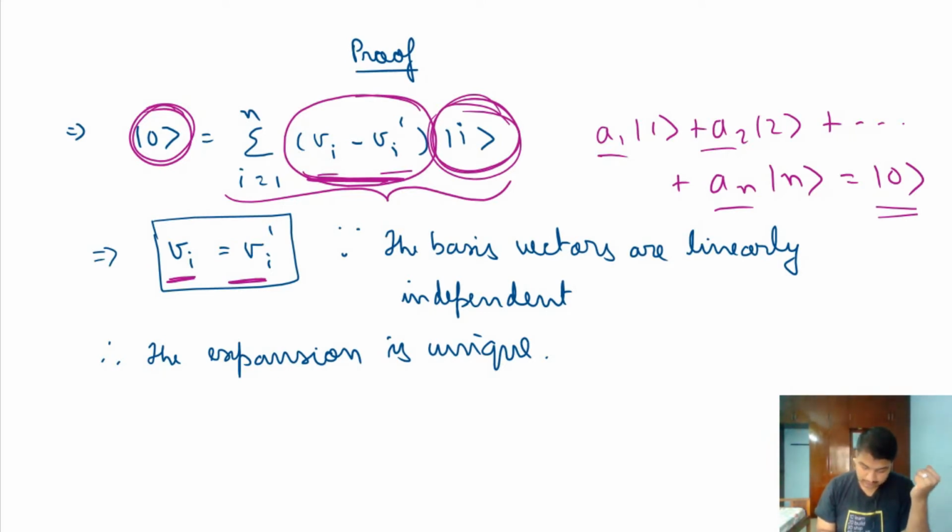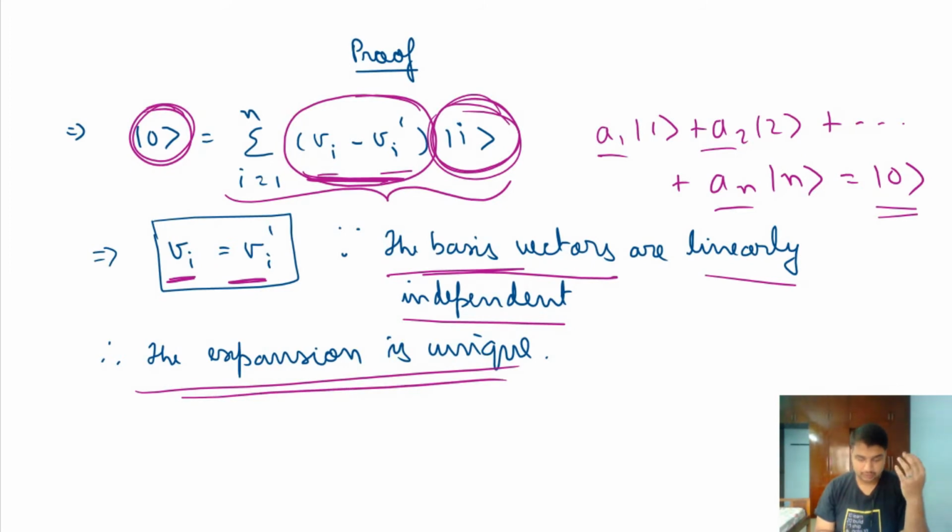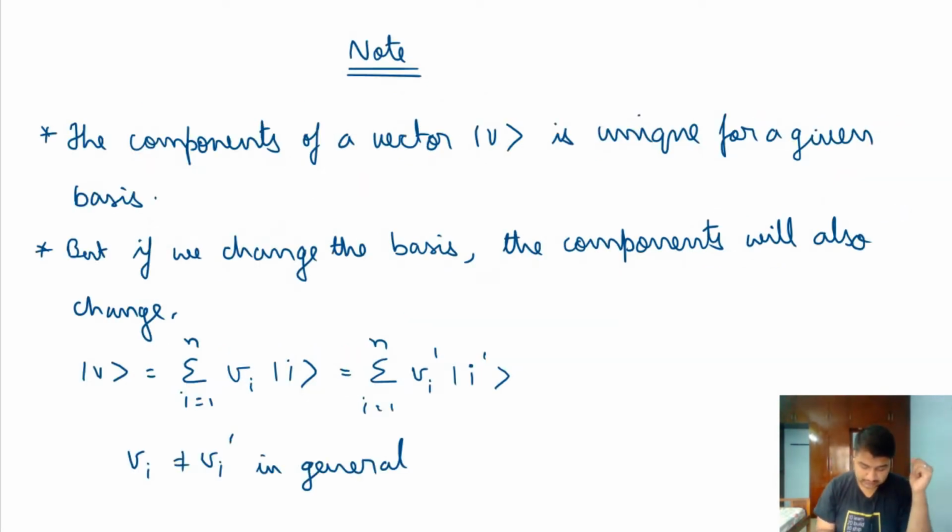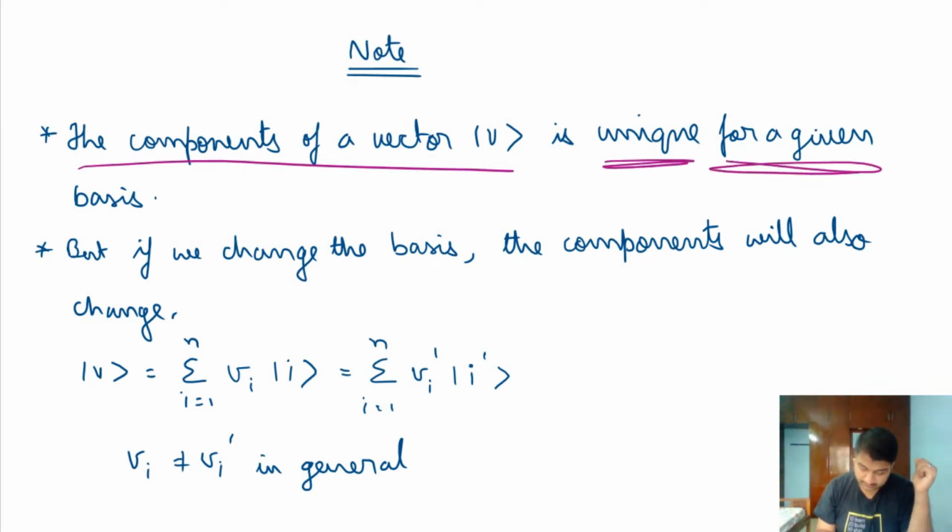So the main reason is that basis vectors are linearly independent, which is by definition. Therefore the expansion is unique, because we cannot find a vi dash which is different from vi. They have to be the same. Once again, I note that the components of a vector v are unique for a given basis. Therefore, if we change the basis, the components will also change.